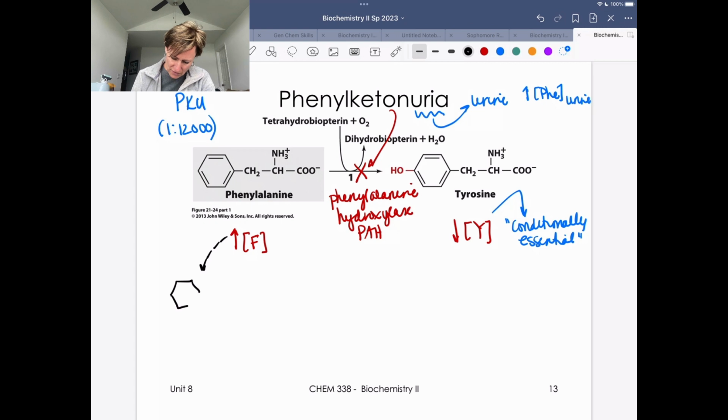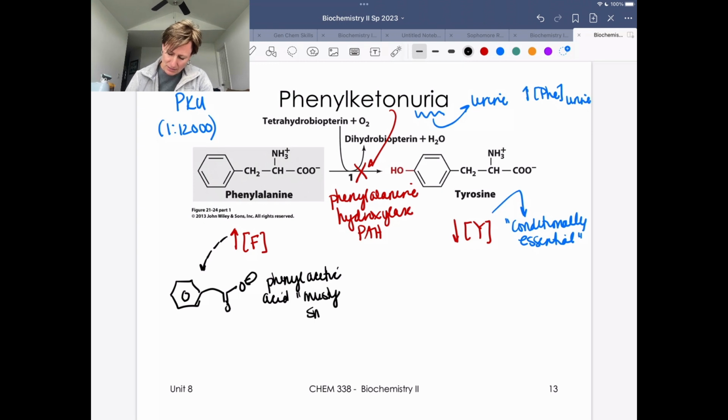Drawing the structure of phenylacetic acid here, basically it's just going to be snipping off that later portion of this. We're not going through the metabolic details for how that happens, but when you generate phenylacetic acid, that actually has a musty smell to it. So individuals who have PKU, if they've consumed excessive amounts of phenylalanine, will actually start having a musty smell, not only in their sweat, but in their urine and things like that, as they are overproducing phenylacetic acid.